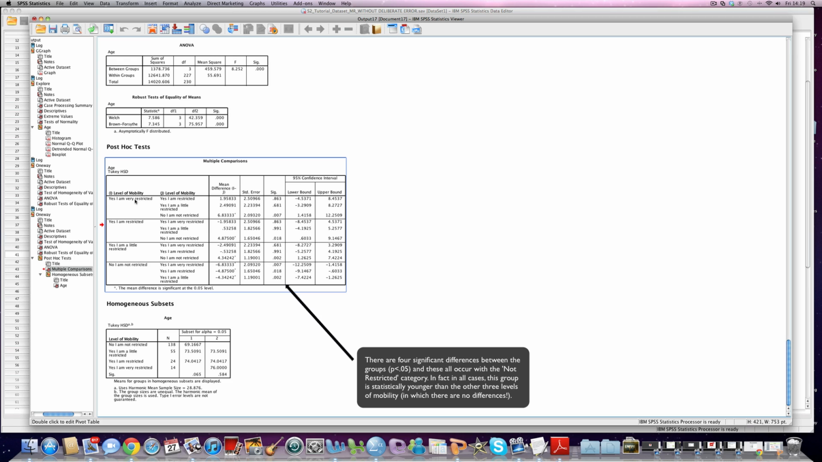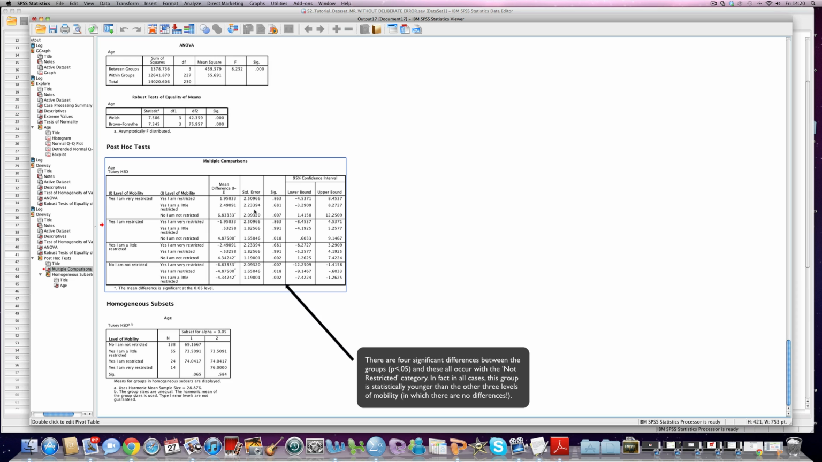Same story with I'm very restricted and yes, I am a little restricted. There's a mean difference of 2.49 years, but that is also insignificant. So we can't say that there's a difference in age between people who are a little restricted and those who are very restricted. Although we observe a 2.5 year difference, it's not a statistically significant one.